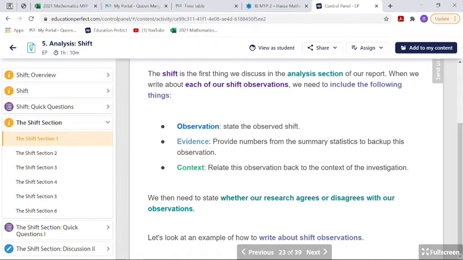One median is higher than the other. That's a shift, right? I need to know what the two medians are, as well as the what? The difference between them. Perfect.